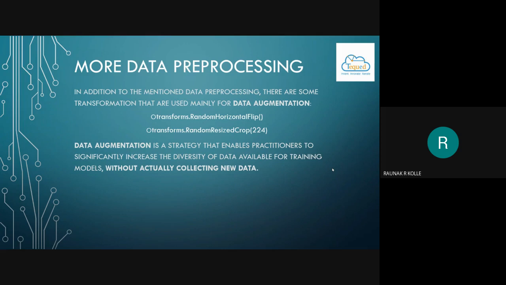Data augmentation is a strategy that enables practitioners to significantly increase the diversity of the data available for training models without actually collecting new data. This is of specific importance when the dataset contains a small number of values or the dataset is small. Data augmentation can increase the size of the dataset by performing horizontal flips of the images and resizing the images.